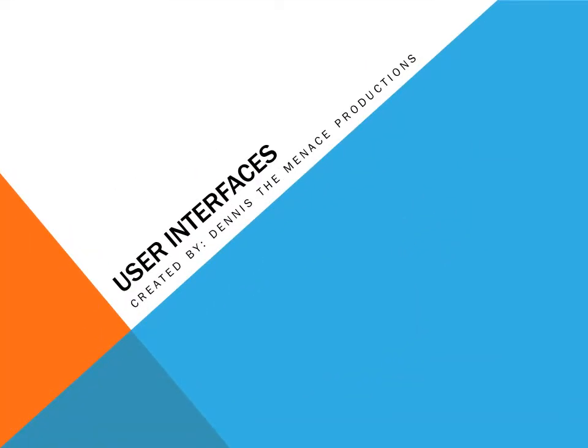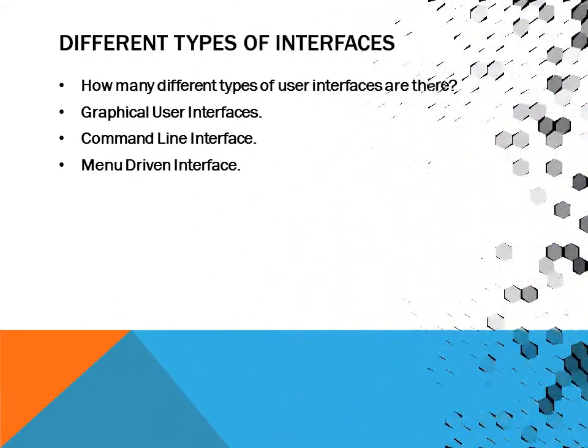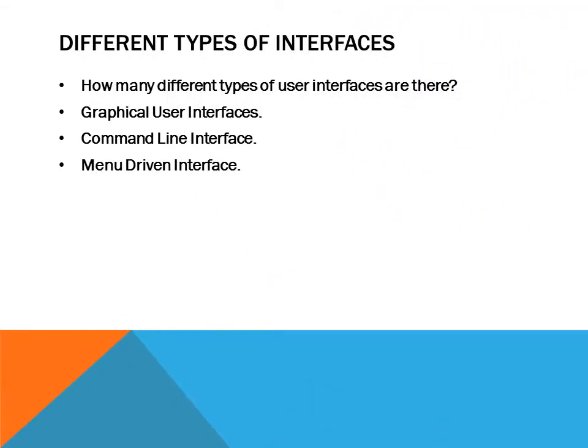On this episode of Is That Going to Be an Exam?, we look at user interfaces. There are many different types of user interfaces being used by companies and people with personal computers. There are three main types: GUI, which is graphical user interface, CLI, which is command line interface, and MDI, which is menu driven interface. We're going to take a deeper look into all three of these interfaces in the next few slides.